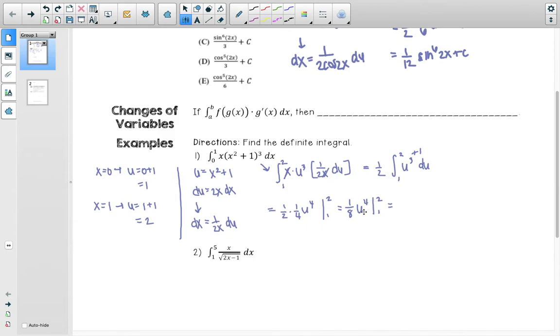So we plug the 2 in. 2 to the 4th is 16. So we have 1/8 times 16 minus, and plug the 1 into here and you get 1, so it's just 1/8. So that ends up being, keep it this way, 16 over 8 minus 1 over 8, which is 15 over 8, and that is our answer, right? Now, the real reason I didn't simplify anything is I just knew this had a 1/8, so I just went ahead and kept it as a fraction.